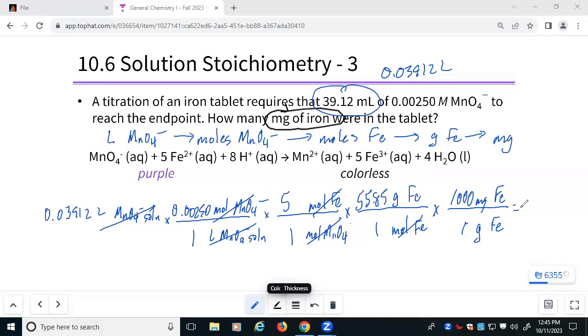0.03912 multiplied by 0.0025 multiplied by 5 multiplied by 55.85 multiplied by 1,000. To 3 significant figures, because there are only 3 in this molarity, it's 22.3 milligrams of iron.